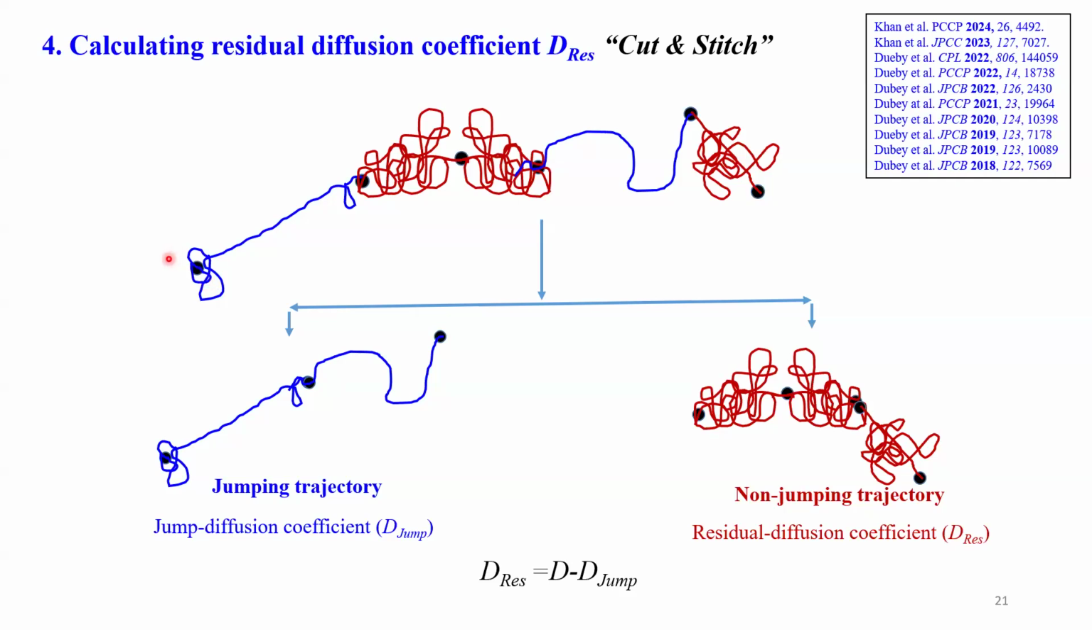Now, with the jumping trajectory, you calculate the diffusion via the mean square displacement. With the non-jumping trajectory, you calculate the diffusion and get the residual diffusion. You check whether this equation is valid or not. Fortunately, this equation is valid, and we get the residual diffusion very easily by subtracting the jump diffusion from the total diffusion. We have published a series of papers on this topic. If you are interested, you can go through them.